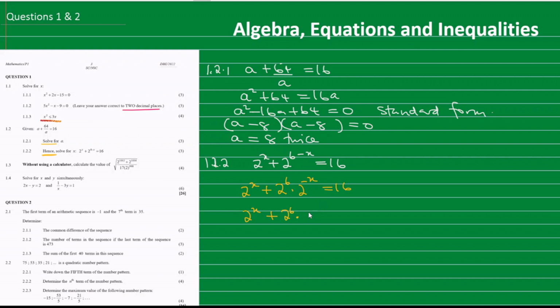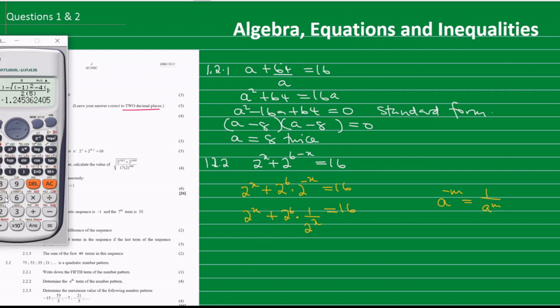That is a 1 over 2 to the power x, using the laws of exponents, which says a to the power minus m is equal to 1 over a to the power m. Okay, so 2 is raised to the power negative, so we're going to bring it down. This will give us a 16. Now 2 to the power 6, calculate that one. That is a 64.